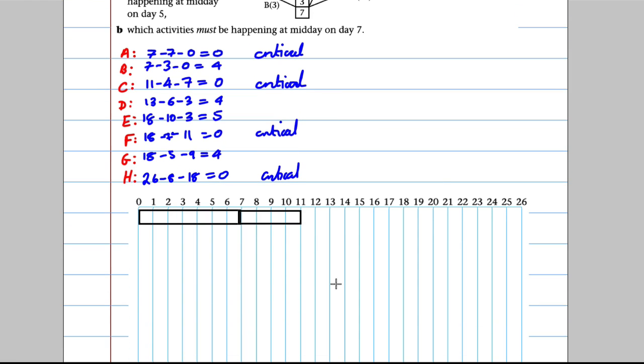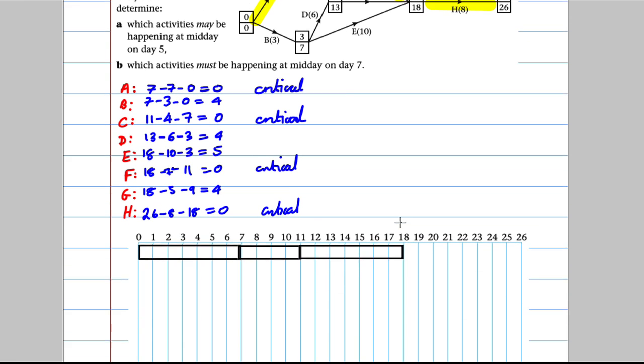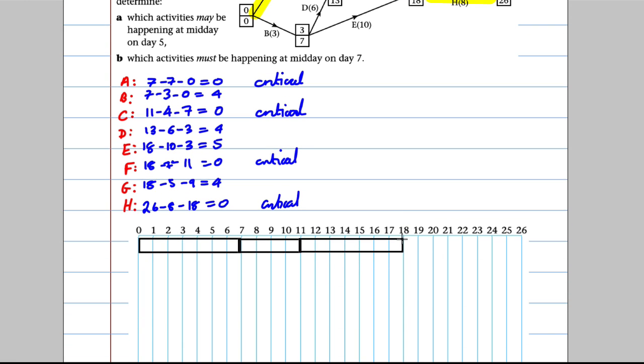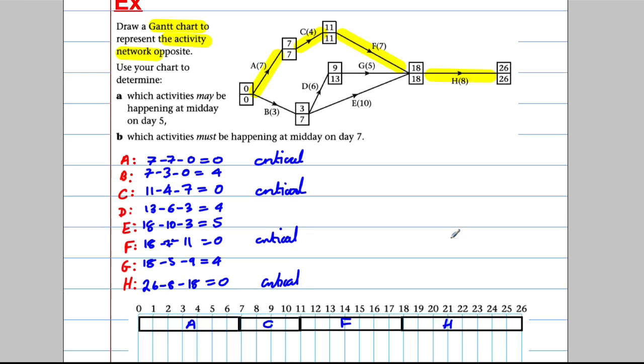F would go 11 to 18. And H would go 18 to 26. And we would label them in here. So that's clearly A, C, F, and H. Okay, now what we do is we put in all our other ones.